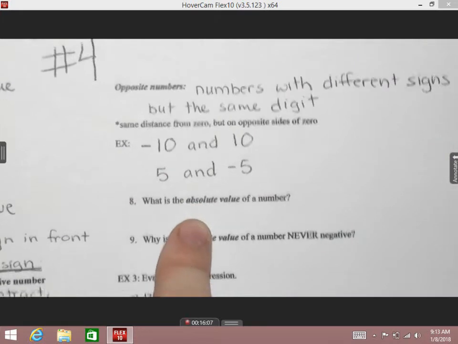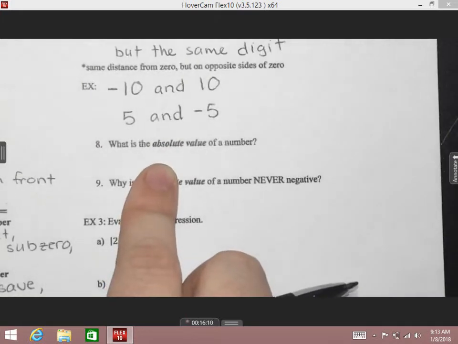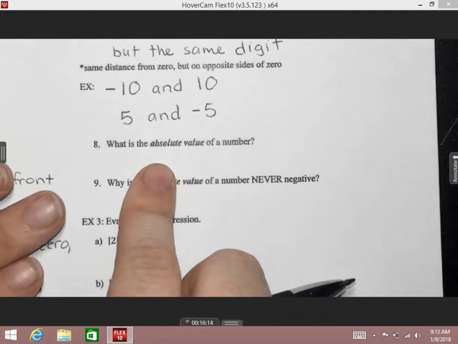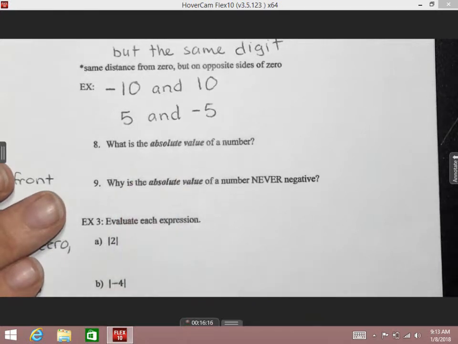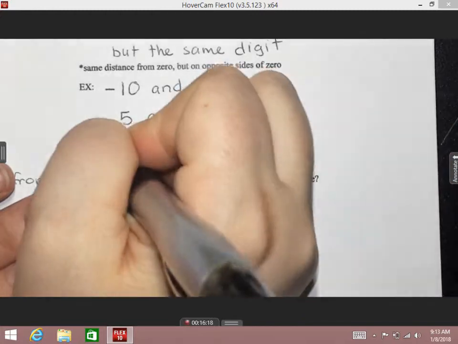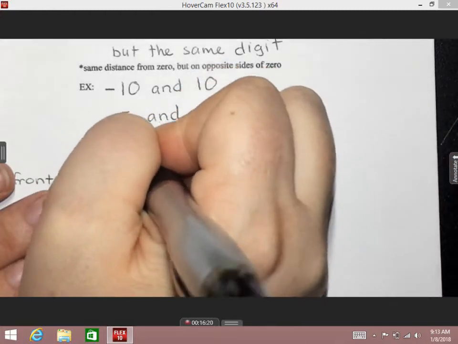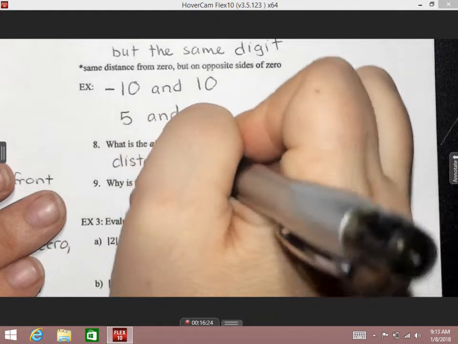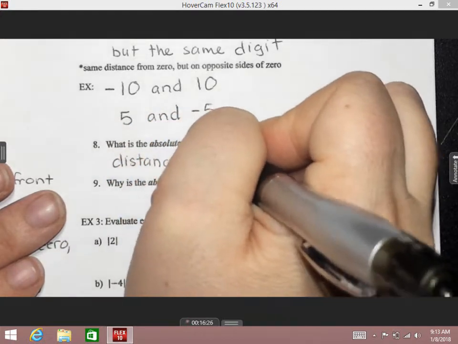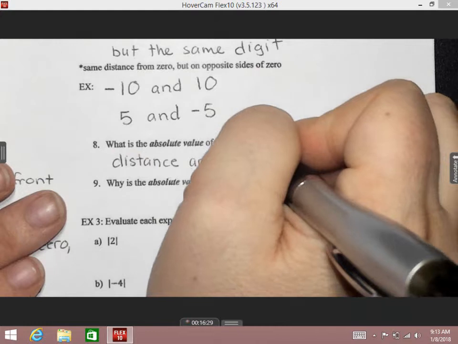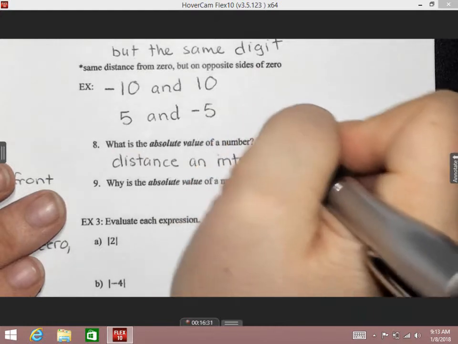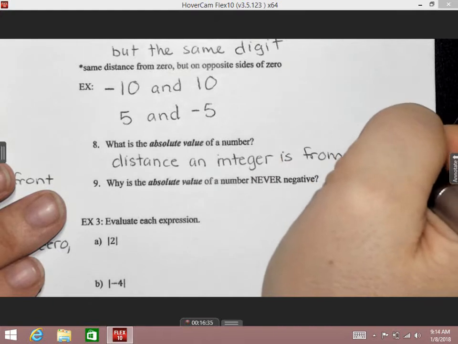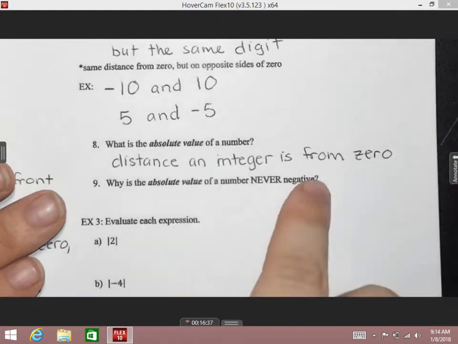Okay, the reason that these are important is we're fixing to move into something called absolute value. All right, we defined absolute value last Thursday. Does anyone remember what it is? Cameron? The distance any integer is from 0. The distance is always measured in a non-negative number. The distance an integer is from 0.